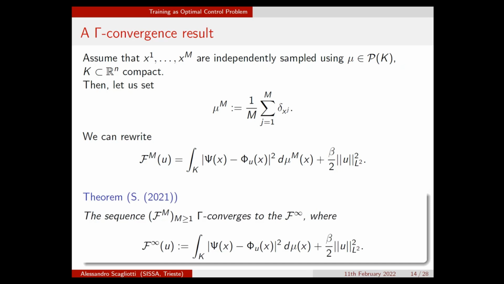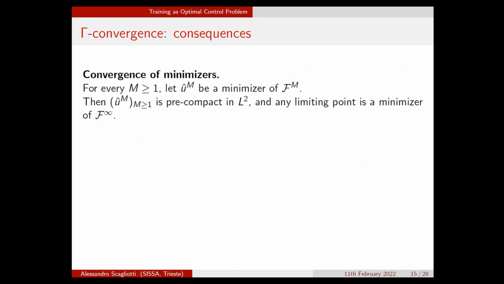The fact is that the sequence of the functionals Fm is gamma converging to a functional F infinity, where F infinity has essentially the same form as the functional Fm, but the measure that we use to do the integral is not the empirical measure, but is the measure that generates the sampling. What does it mean? Essentially, it means that the sequence of the minimizers of the functionals Fm are pre-compact and are converging to the minimizer of the functional F infinity. That matches with the intuition that an approximation with 1 billion points and 1,000,001 points should be similar.